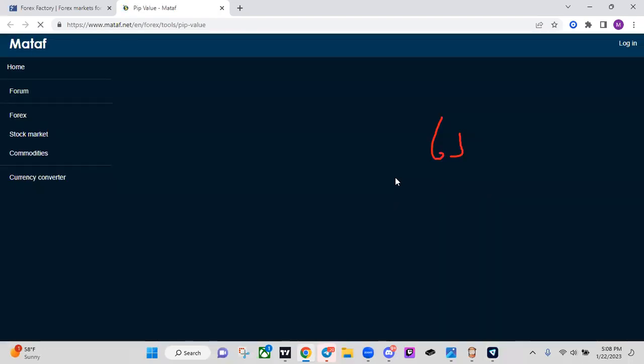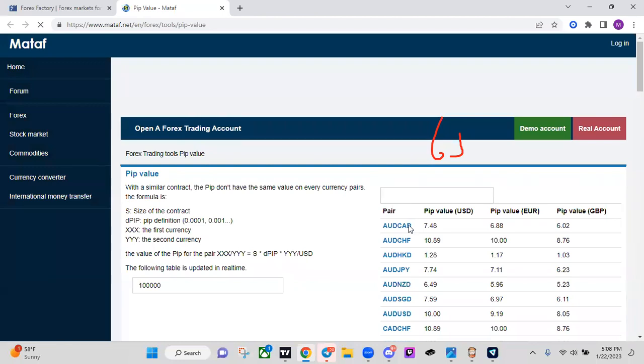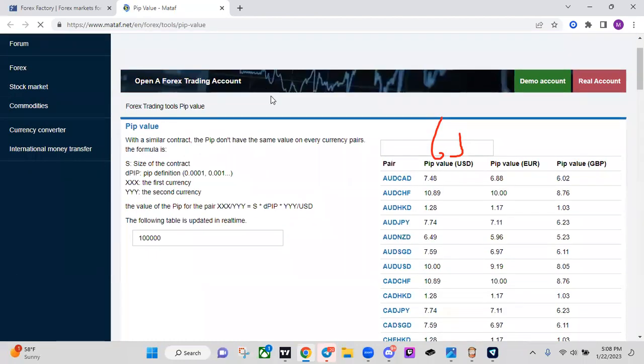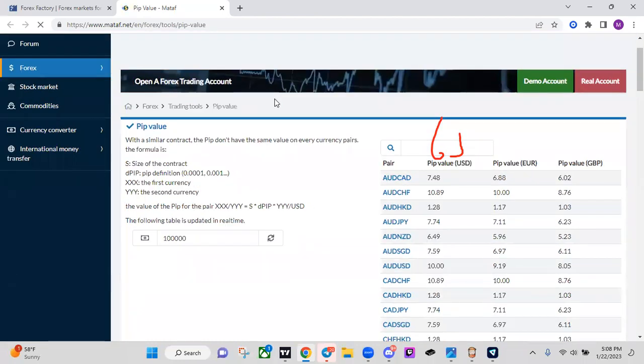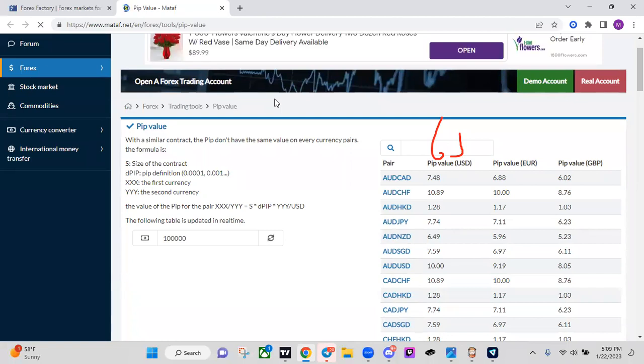The GJ is not true to the pip. UJ is not true to the pip. EJ is not true to the pip. A lot of pairs are not actually true to the pip. And what I mean by that is, true to a pip is $10 a pip. With a 1.0 lot size, a standard lot size, 1.0 is $10 a pip. But on certain pairs, a 1.0 does not equal $10 a pip. A 1.0 equals $7 a pip, $7.50 a pip.